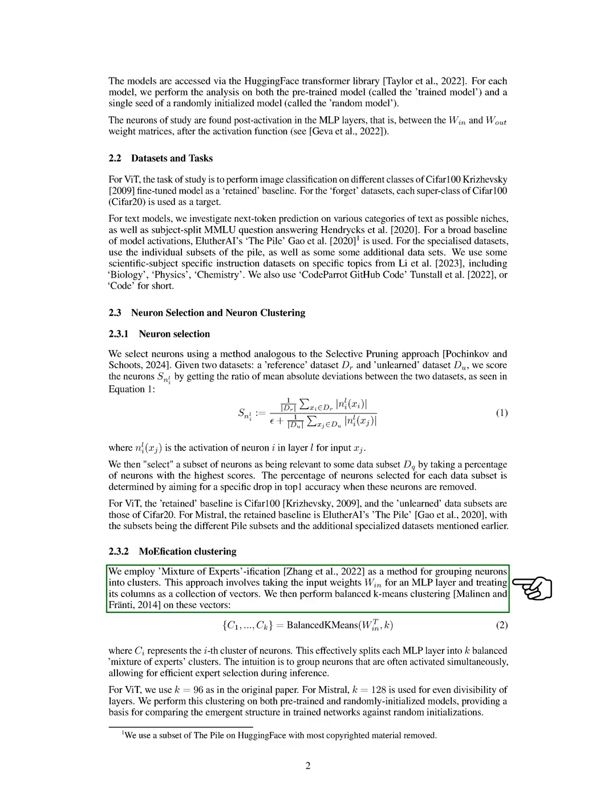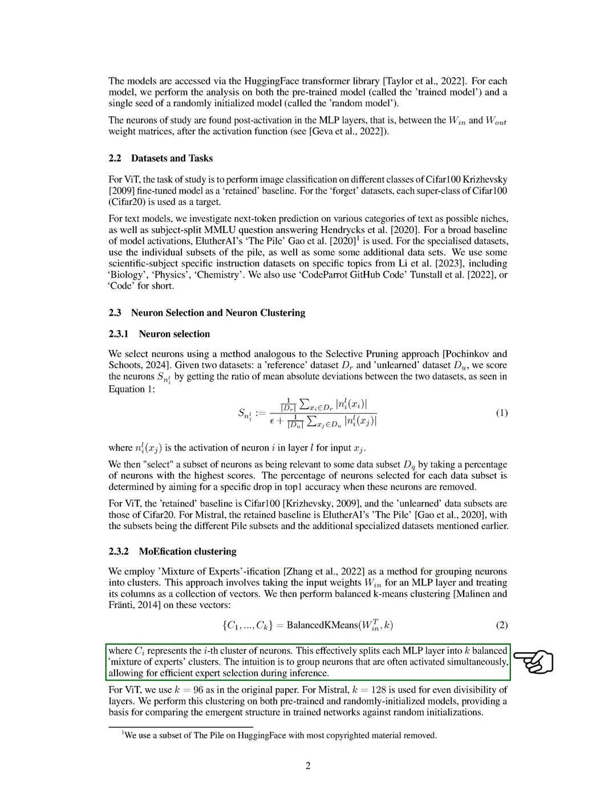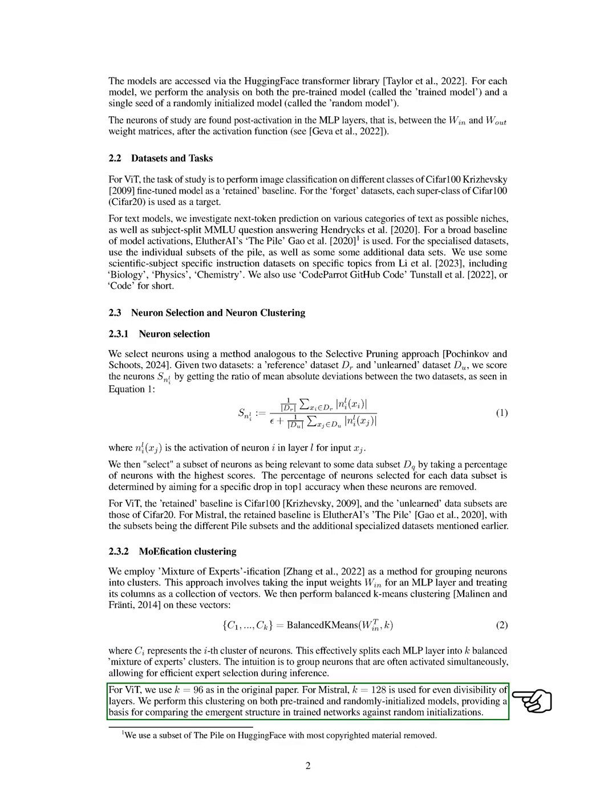We also implement mixture of experts clustering to group neurons into clusters. This involves treating the input weights of an MLP layer as vectors and applying balanced k-means clustering. This method helps us identify groups of neurons that activate together, facilitating expert selection during inference. We use 96 clusters for VIT and 128 for Mistral, comparing the structures of trained and randomly initialized models.